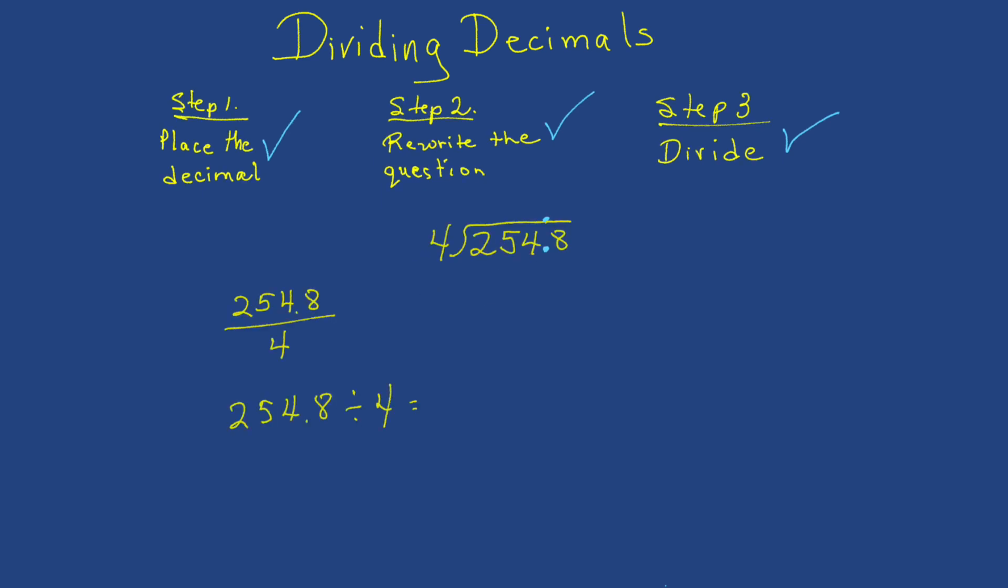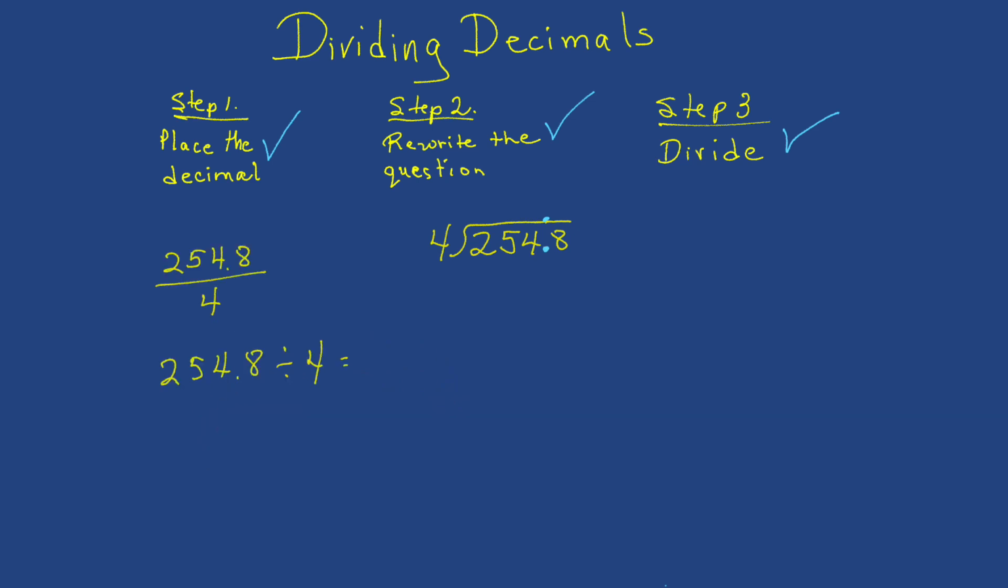So before we start, we can look at this question in this way or in this way. So it's actually 254.8, or 254 decimal 8, divided by 4. And it's written also in this format. So we will start off by looking at 2 divided by 4. And since that isn't enough, because we can't make a group of 4 out of 2, we must look at 25 divided by 4.